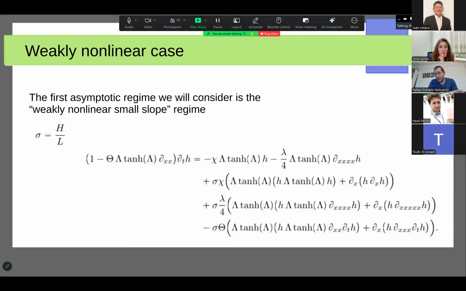So the full system can be described by this equation right here, which is a single equation for h, up to an error of order sigma squared. Okay, so this model fully captures the complete problem up to an error of order sigma squared. So this is a single PDE.